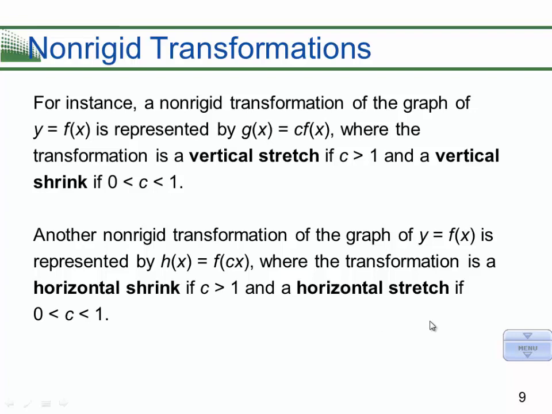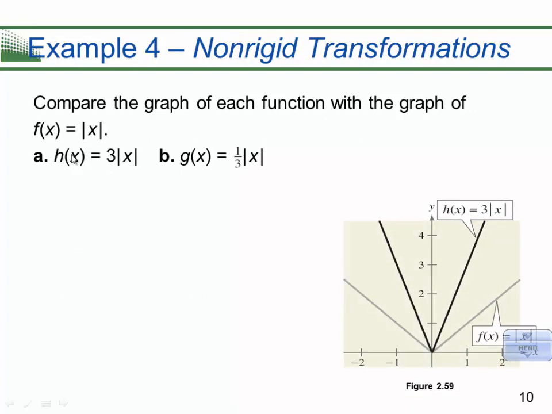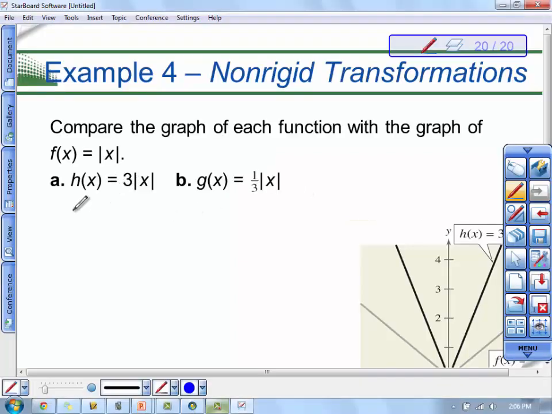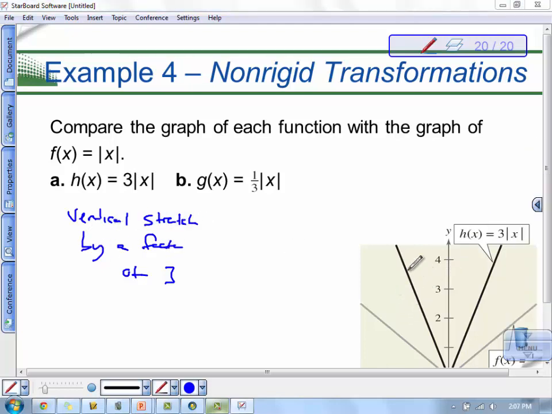Let's take a look at an example of that. Here we have the parent function, the absolute value of x, which is this gray one. And if we multiply a 3 outside, then that's going to be a vertical stretch by a factor of 3, because that's what that number is. You would just say vertical stretch for this, and it makes sense if you look at the graph. It's stretched vertically, so these branches move up.